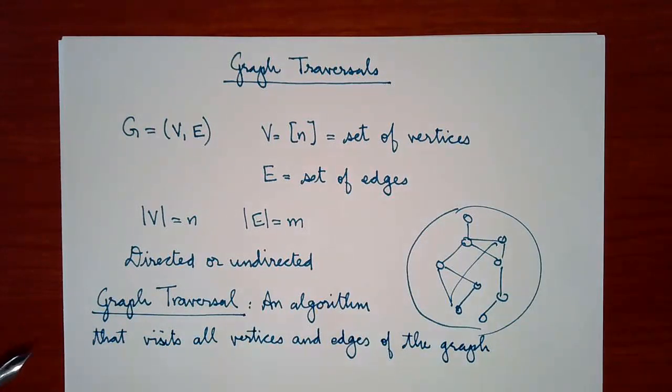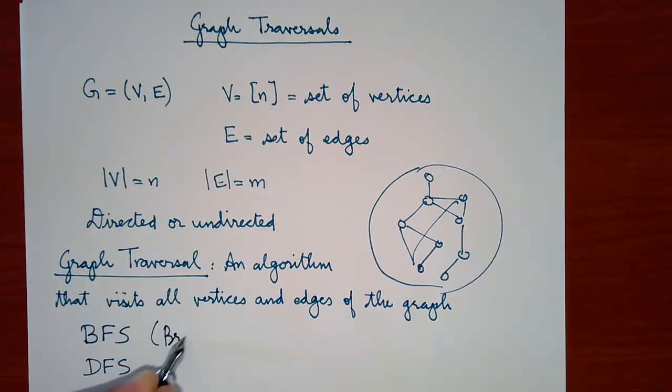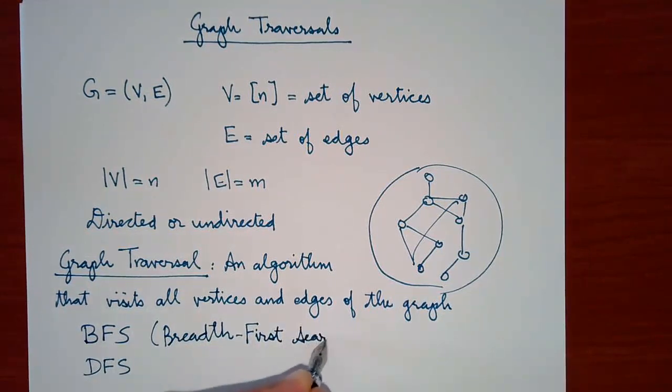Just like you have tree traversals, you have graph traversals. And the most famous graph traversals that you've probably seen are BFS and DFS. And BFS is breadth first search. DFS is depth first search.